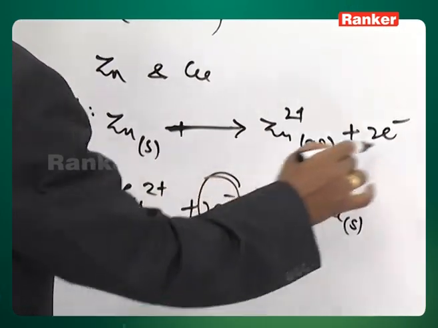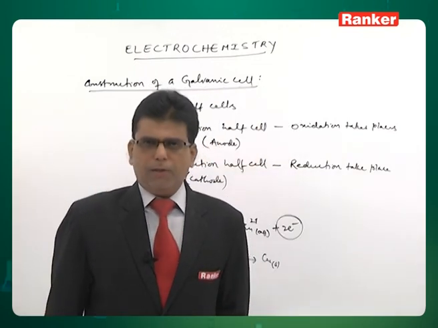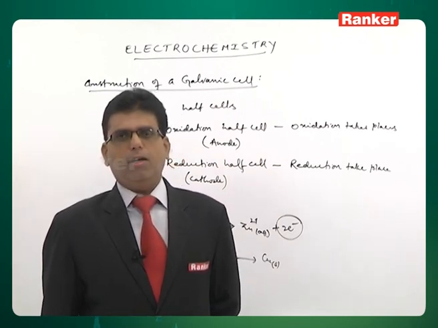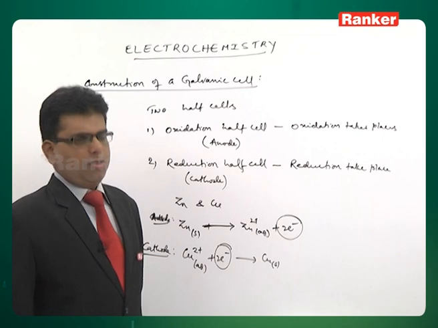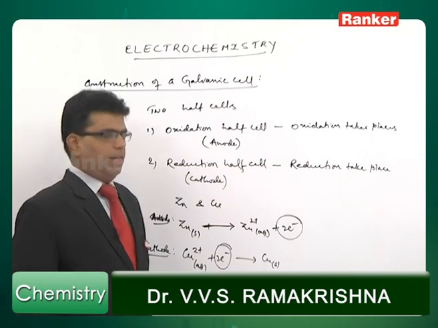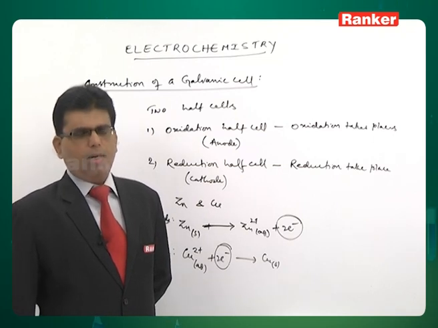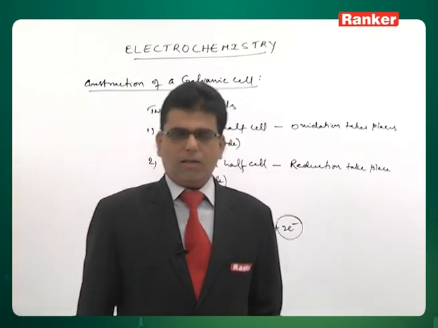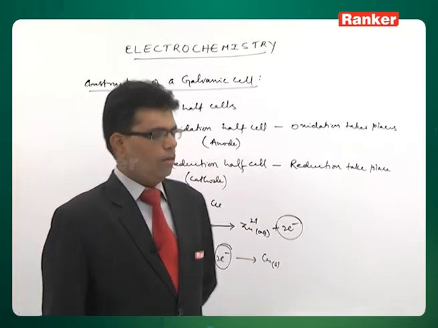Here it is the electrons that transfer from one electrode to the other. The flow of these electrons is responsible for the electric current, for the EMF generated in the galvanic cell. At one half cell it is oxidation, at the other half cell it is reduction. How to make each half cell, how to connect the two half cells, what exactly is involved in this galvanic cell, how it looks, and what more is involved in the construction and working of this galvanic cell, let us see.